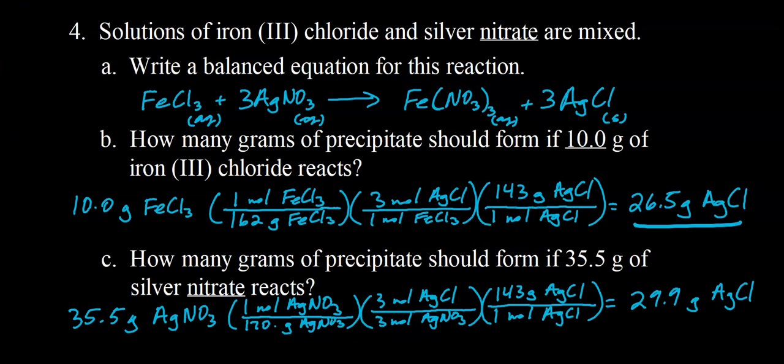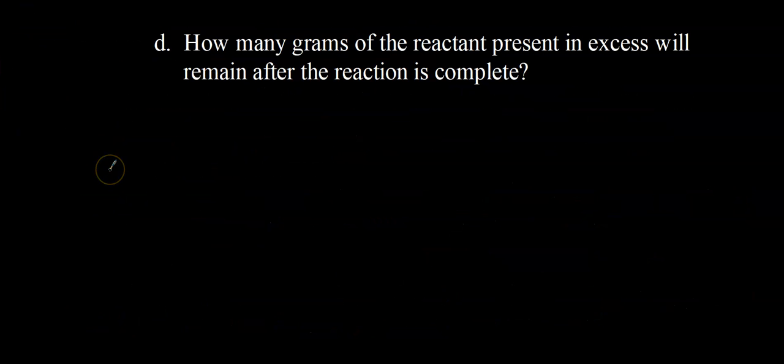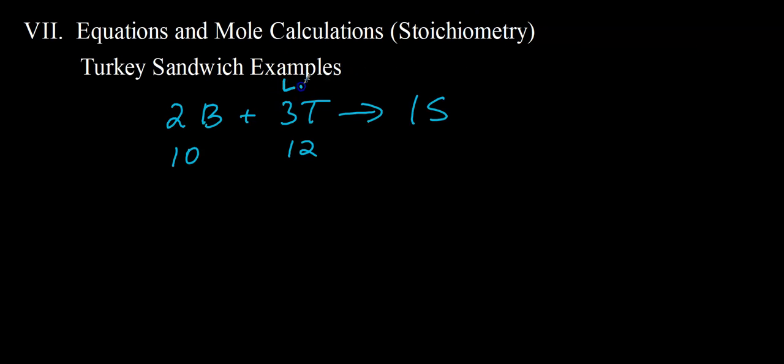All right, so next question. A little bit tougher. How many grams of, let's change the wording there. How many grams of, not the reactant present in excess, let's actually give it a name for this particular reaction. How many grams of silver nitrate, isn't that our excess reactant, will remain after the reaction is complete? Let's go back to our turkey sandwich example and we'll work through with that example first. So here our limiting ingredient or limiting reactant is the turkey.